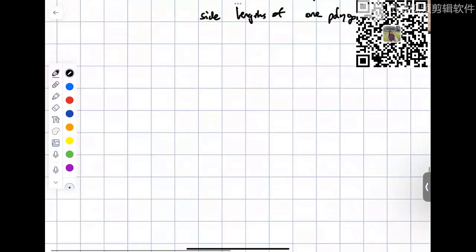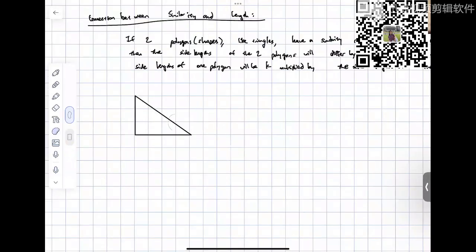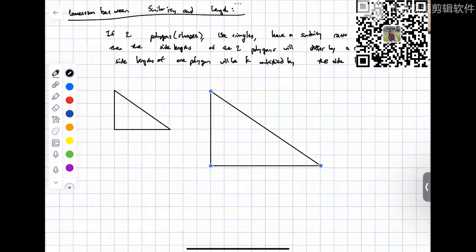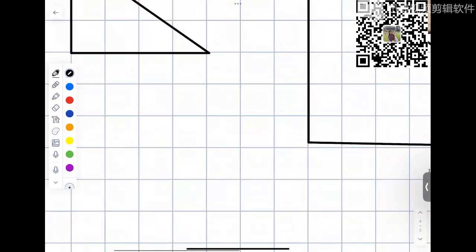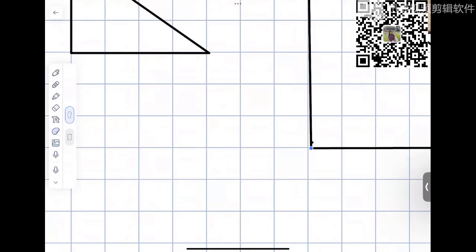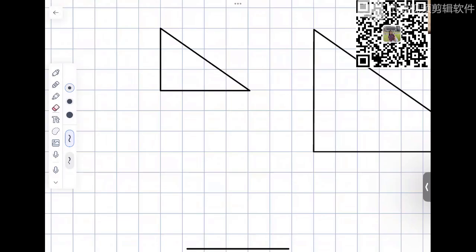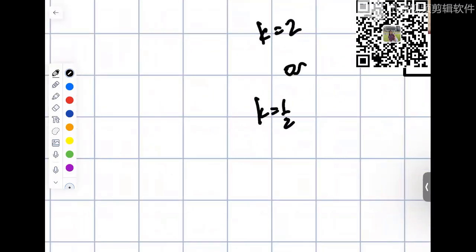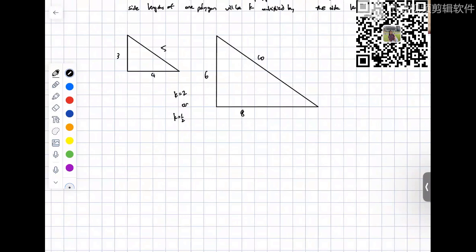So what this is saying is, let's go back to the example of the 3, 4, 5 triangle and the 6, 8, 10 triangle from very early on. Then you have k equals 2, because 6 equals 3 times 2, 10 equals 5 times 2, and 8 equals 4 times 2. You can also say k equals 1/2, because 3 equals 1/2 times 6, 4 equals 1/2 times 8, and 5 equals 1/2 times 10.